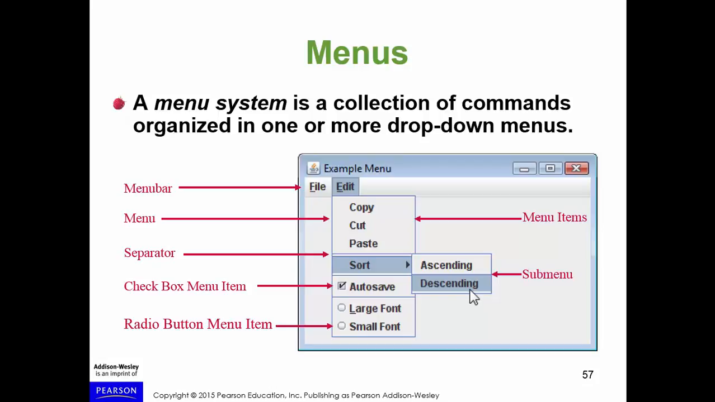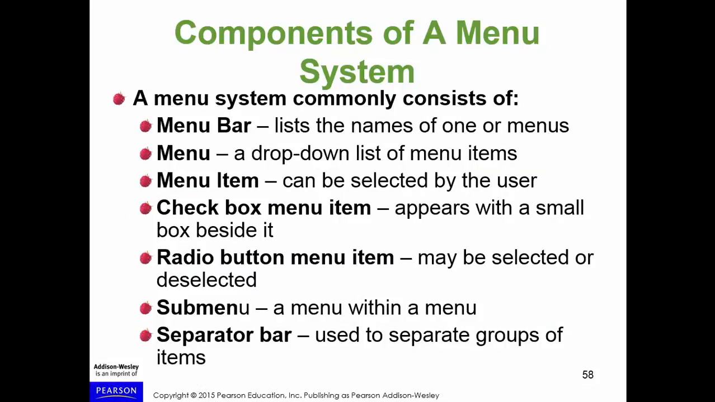Here's a menu structure. And you'll notice that by default, when you create a menu, you've got to build the menu piecemeal. And if you don't know what I mean, I'm going to show you in just a second. But where it says menu bar right there, that's the whole bar here. So right now this menu bar contains two options, file and edit. The menu for edit contains copy, cut, paste, sort, autosave, large font, and small font. This sort under edit has a sub-menu with ascending and descending. You'll notice you can have a checkbox menu item and you can have radio button menu items. So you can choose this or not choose it. Here, once you choose one of them, one will be chosen all the time, the large or the small font. So those are the components.